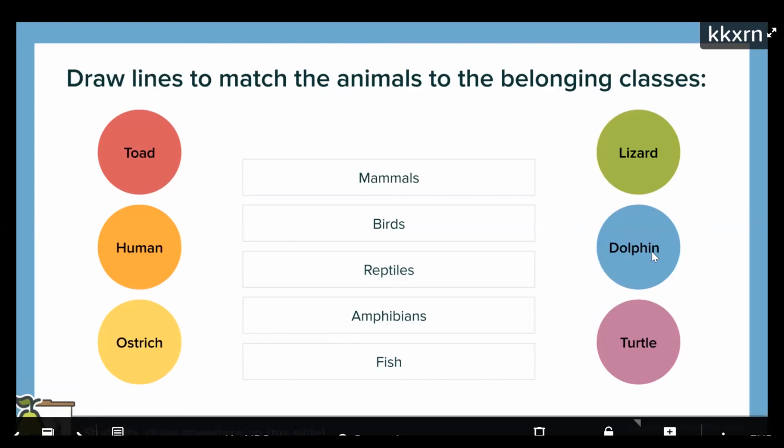Axeli, dolphin? Mammal. Is a mammal. What did we say? Dolphins, even though they do resemble the fish, they are mammals.